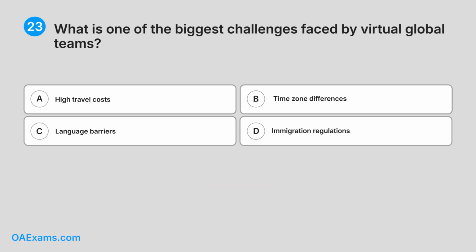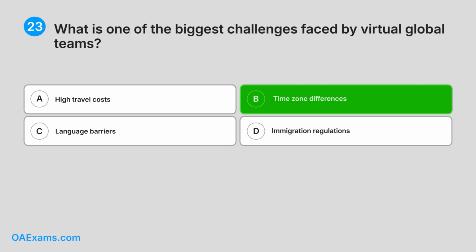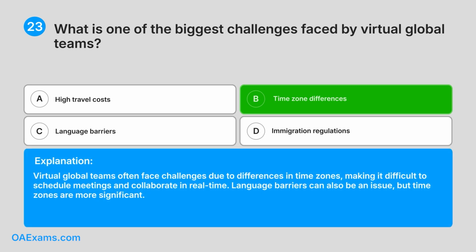Correct answer. B. Time zone differences. Explanation. Virtual global teams often face challenges due to differences in time zones, making it difficult to schedule meetings and collaborate in real time. Language barriers can also be an issue, but time zones are more significant.